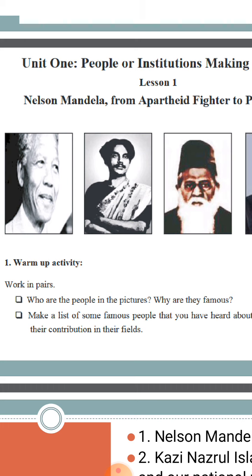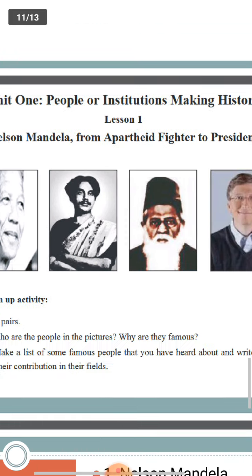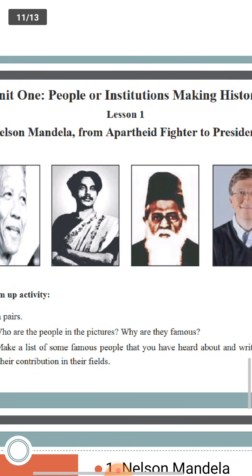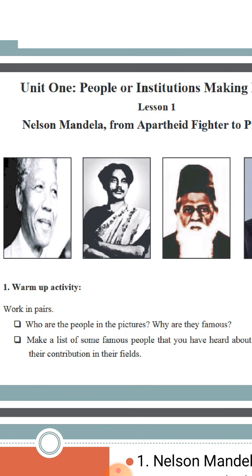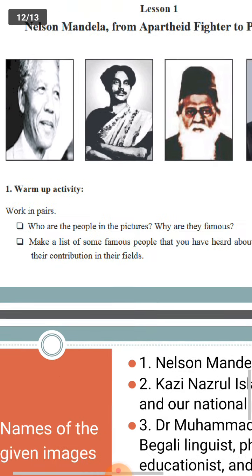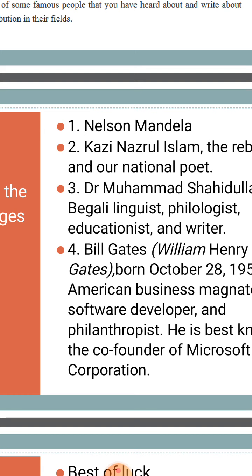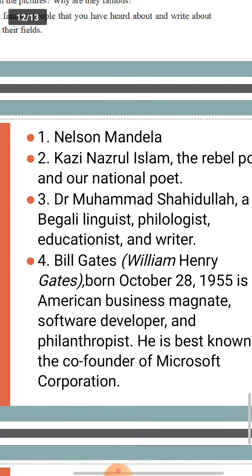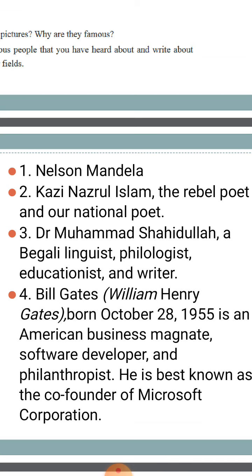Before beginning the text, you see there are four images, four pictures here, and we will learn about these four people, four persons. This is Nelson Mandela, who was the president of South Africa. This is a very famous one. He is very familiar to us. We know him very well from our childhood. He is our national poet, Kobi Kazi Nazrul Islam, that is the rebel poet. Number 2 Kazi Nazrul Islam, the rebel poet and our national poet. Number 3 Dr. Muhammad Shahidullah, a Bengali linguist, philologist, educationist, and writer.